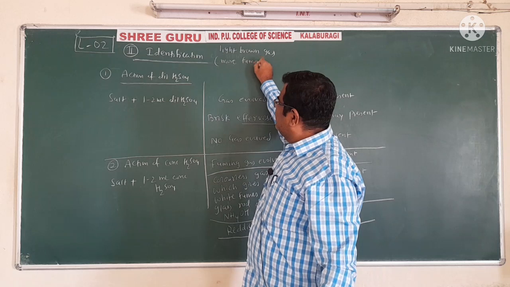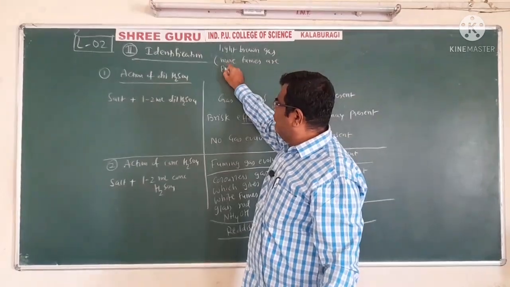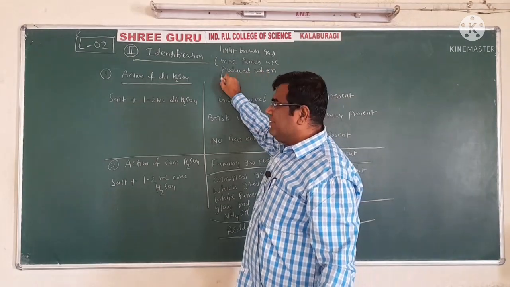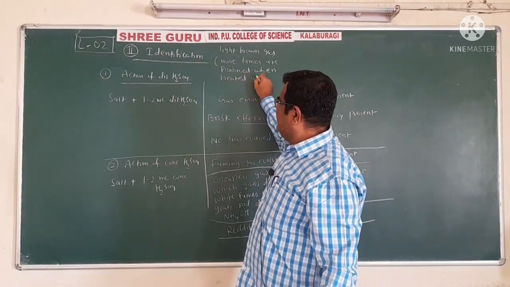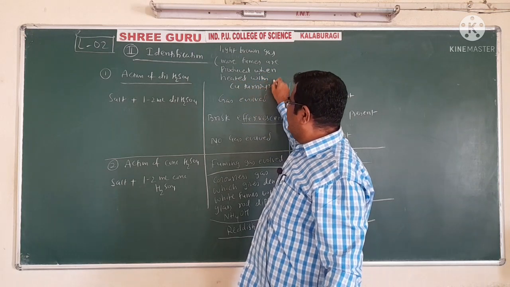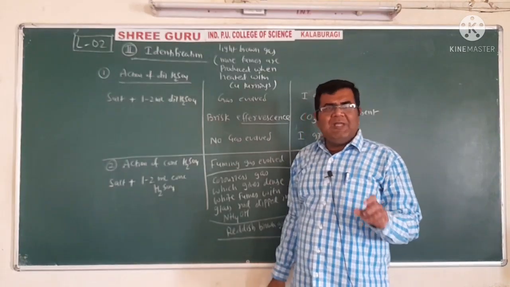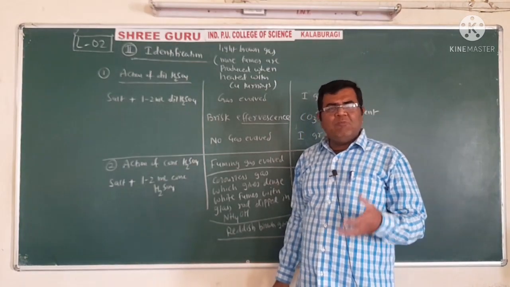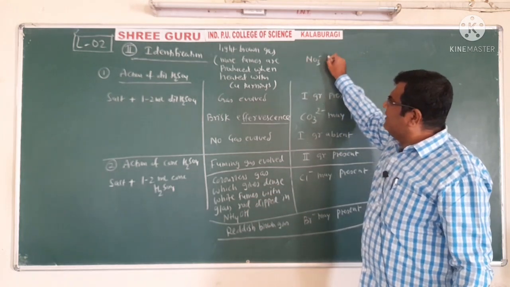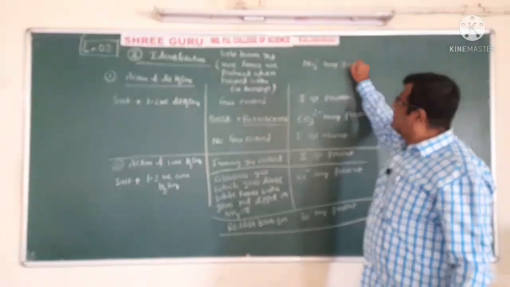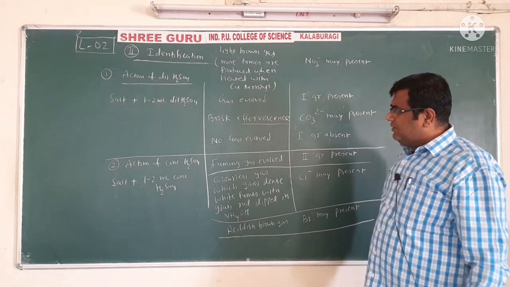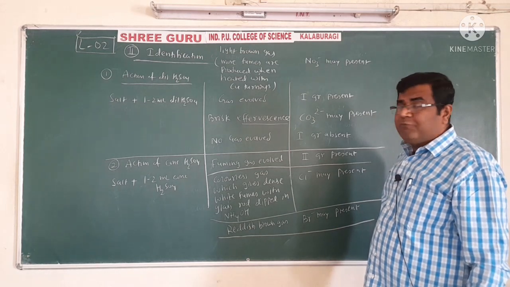More fumes are produced when heated with copper turnings. Copper turnings are small pieces of copper. We'll add them, and when we heat them, more fumes are produced. If that happens, we can say nitrate may present. And of course, the last observation, that no fuming gas evolved.